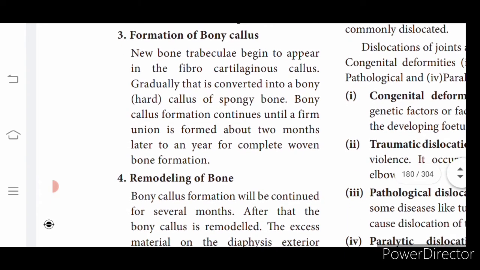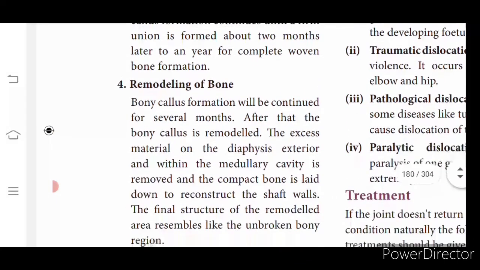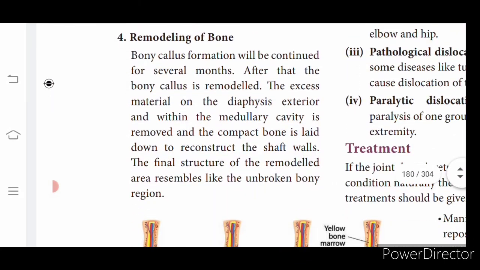The formation of bony callus is the most important step for the formation of the bone. The new bone trabeculae begin to appear in the fibrocartilaginous callus. Gradually, it is converted into the bony callus. This bony callus continues to form the normal bone, completely woven bone.